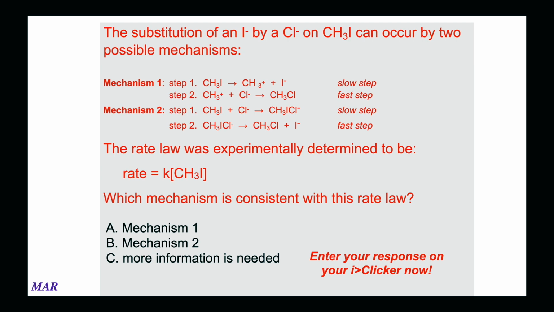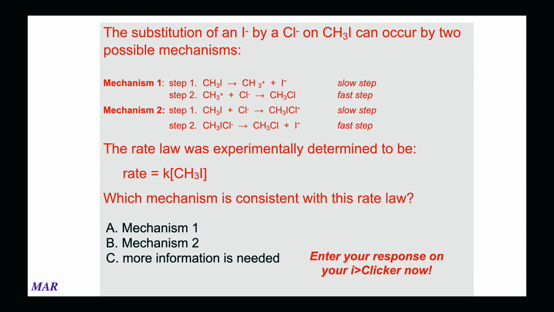they found that the methyl iodide is a first order reactant. So rate equals K times CH3I to the first power. And notice that there's no chloride. So if chloride isn't part of the rate law, that means that the chloride is a 0-order reactant.